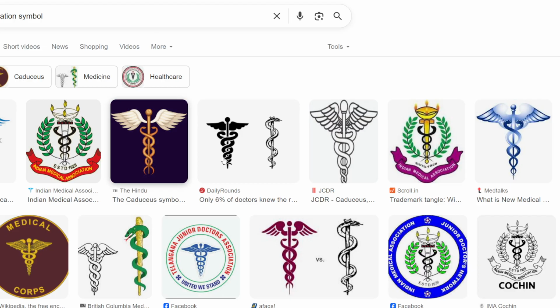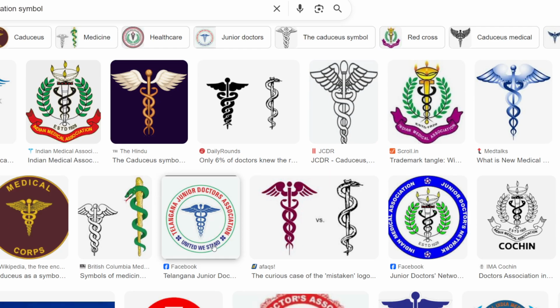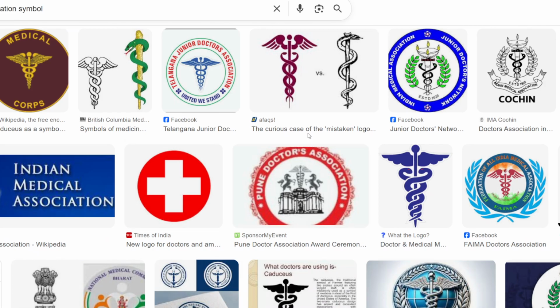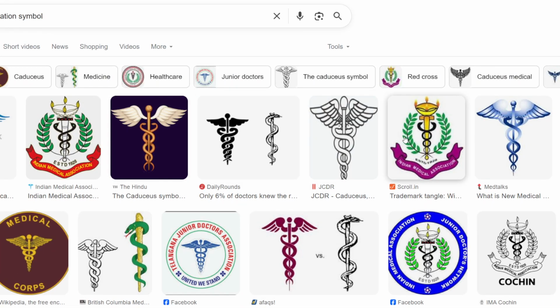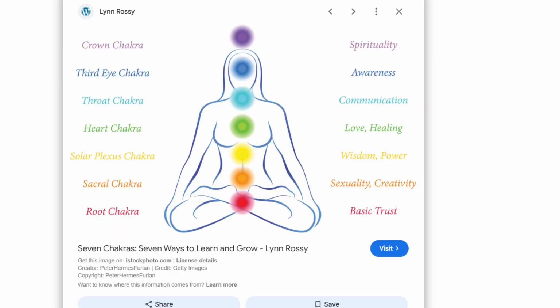It's a popular symbol on most doctors' hospitals, you see this symbol. So yeah, this is related, but we will not discuss this, it's a normal thing. Now the thing is, let's go back to what we were discussing. Yeah, so this was what I was discussing.